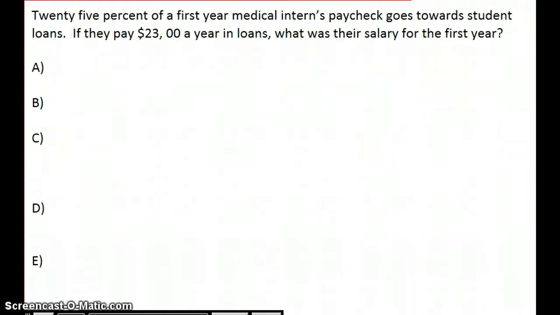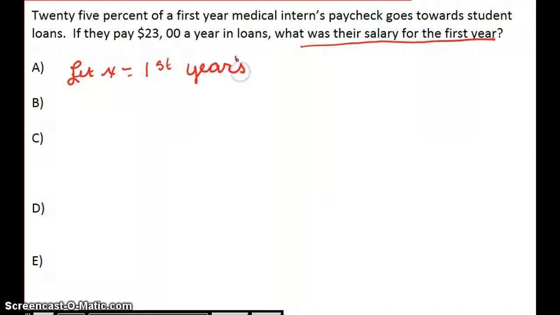25% of a first-year medical intern's paycheck goes towards student loans. That's probably not an exaggeration. If they pay $23,000 a year in loans, what was their salary for the first year? Okay, so we need to come up with an unknown. So let's let X, and let's see, here it is right here, the first year's salary. Okay, so we need to come up with a variable equation that meets this, finding this first year's salary.